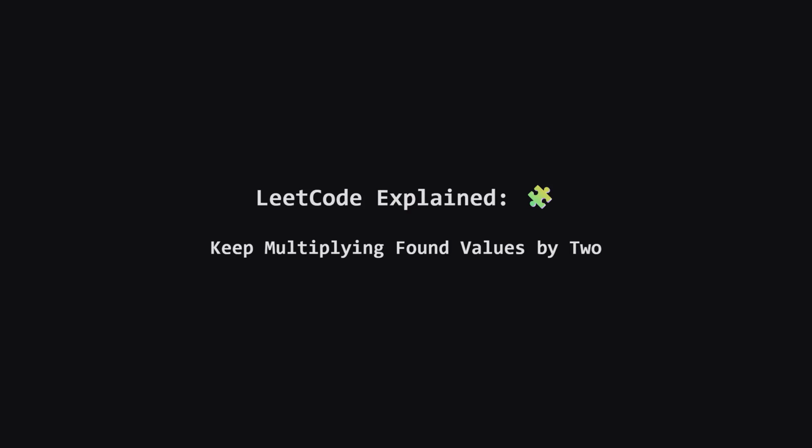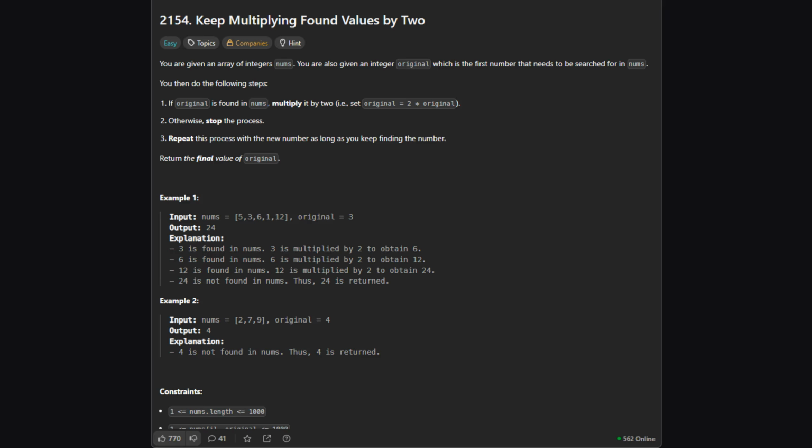Hey everyone, and welcome. Today we're tackling a Leetcode problem called Keep Multiplying Found Values by 2. It sounds a little strange, but it's a great exercise in how to search for data efficiently. We'll break it down step by step and look at a couple of clever ways to solve it. Let's get started. Alright, here's the official problem description.